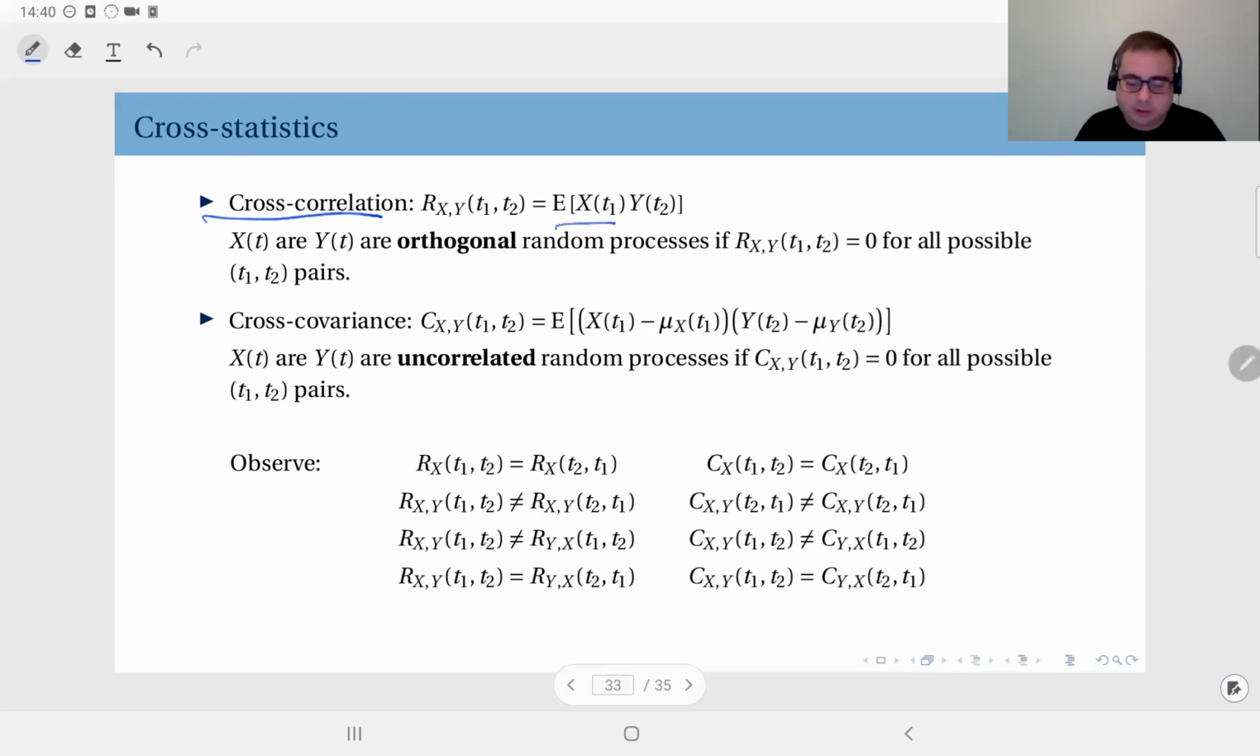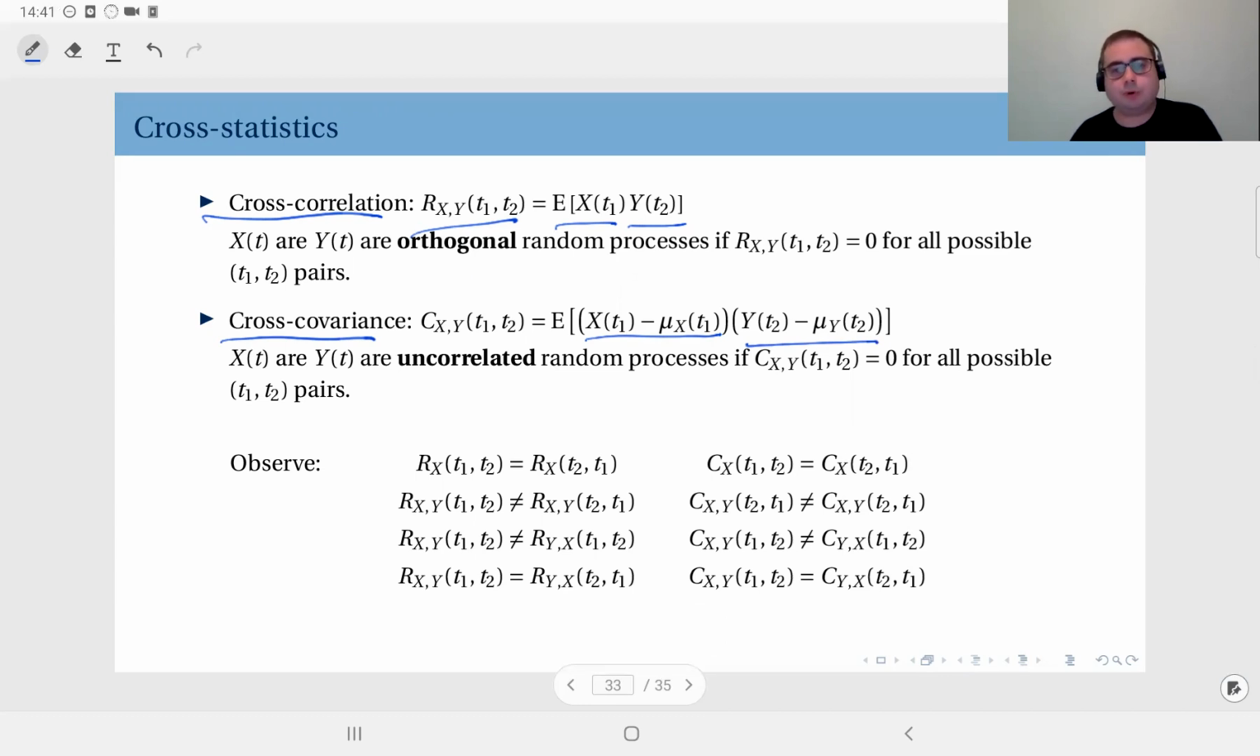Okay, X of T1, Y of T2. That is the definition. Okay, this is a very general definition. X and Y can be different. T1 and T2 can be different. And this is the definition of cross correlation. And similarly, we have the cross covariance. And this is just the central version: X of T1 minus the mean of X of T1, and Y of T2 minus the mean of Y of T2. Multiply them, take the expectation, that is called cross covariance.